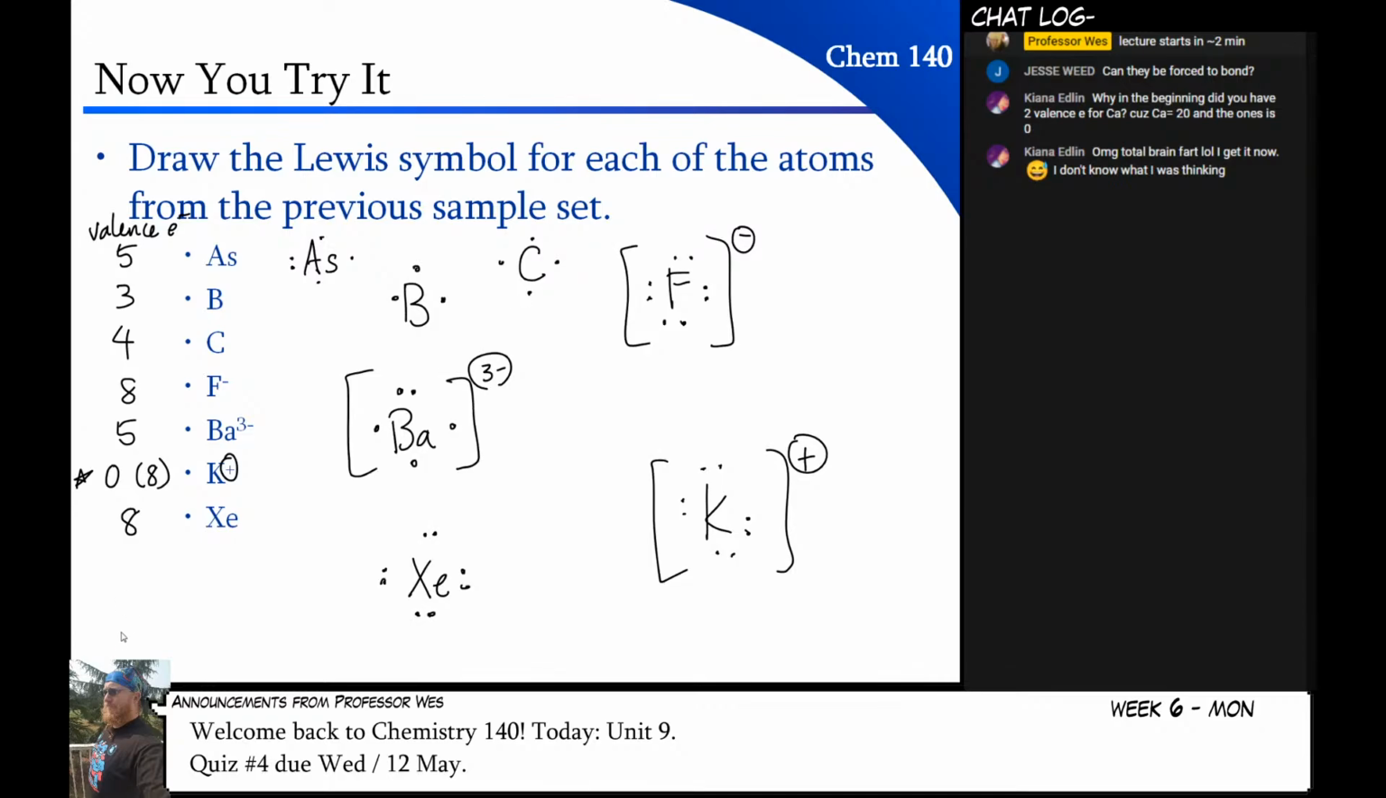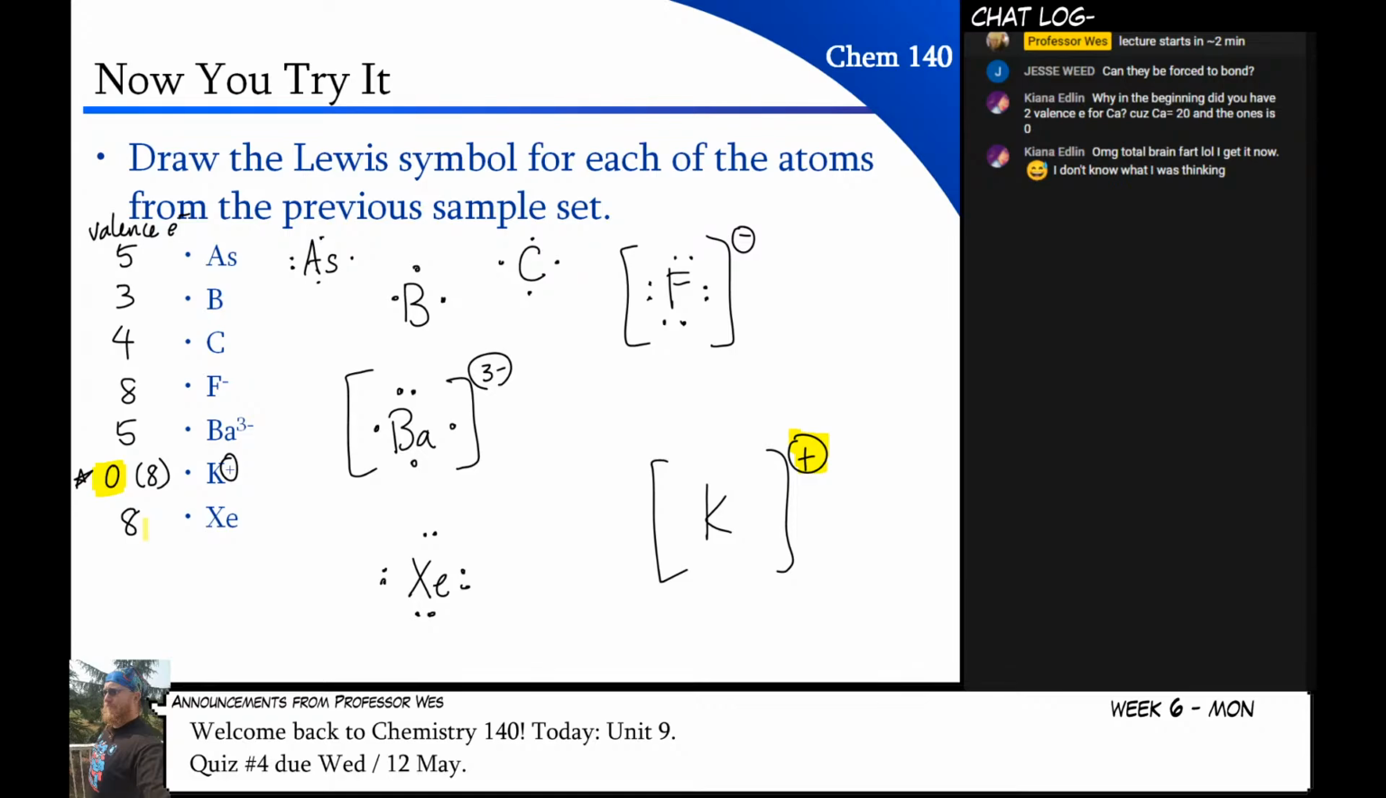And it turns out that the convention for this is actually just to leave it at 0 and not draw any dots at all. So that's a little strange, but whenever we have an ion that removes all of the electrons and you land on 0, the convention is to just draw 0.